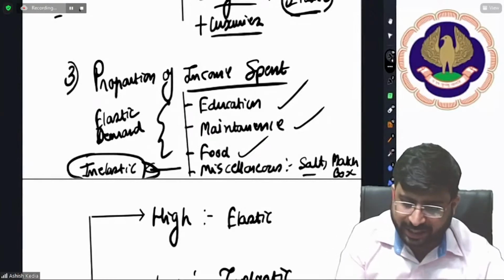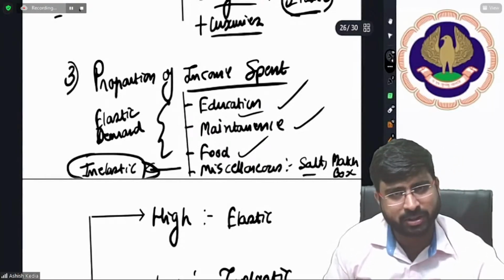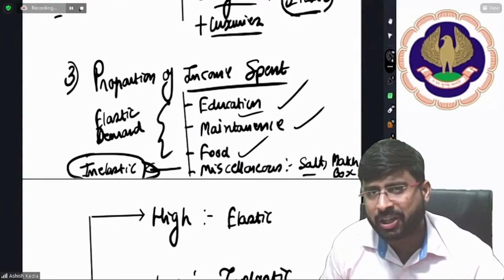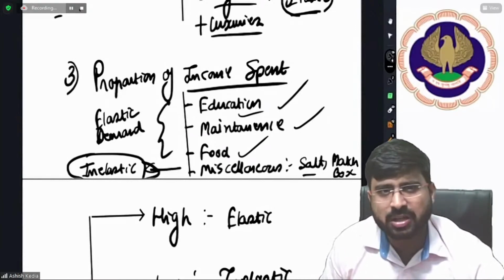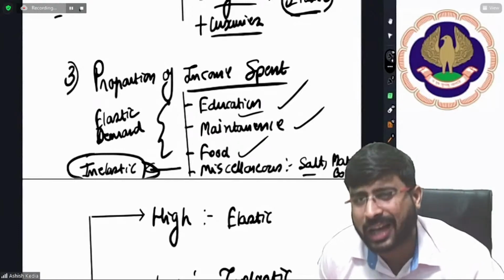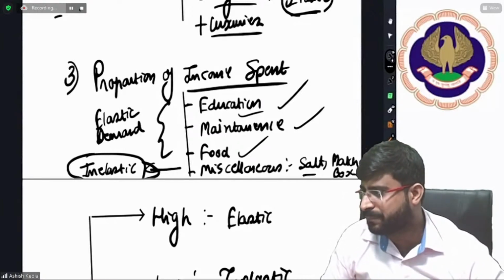And therefore, the demand for such commodities will be inelastic. But if on something like education, a large part of income is spent, then demand will be very cautious. Demand will be very price sensitive. It will change a lot with respect to price because a large part of income is being spent there.